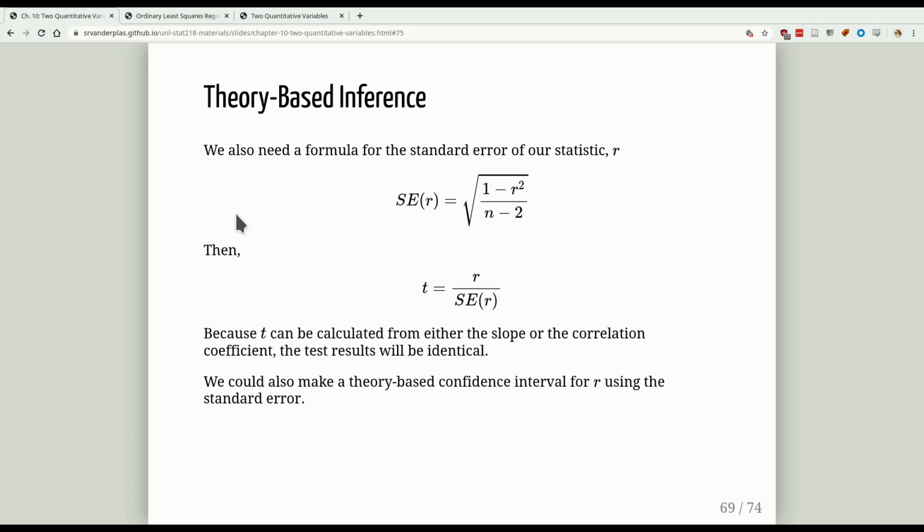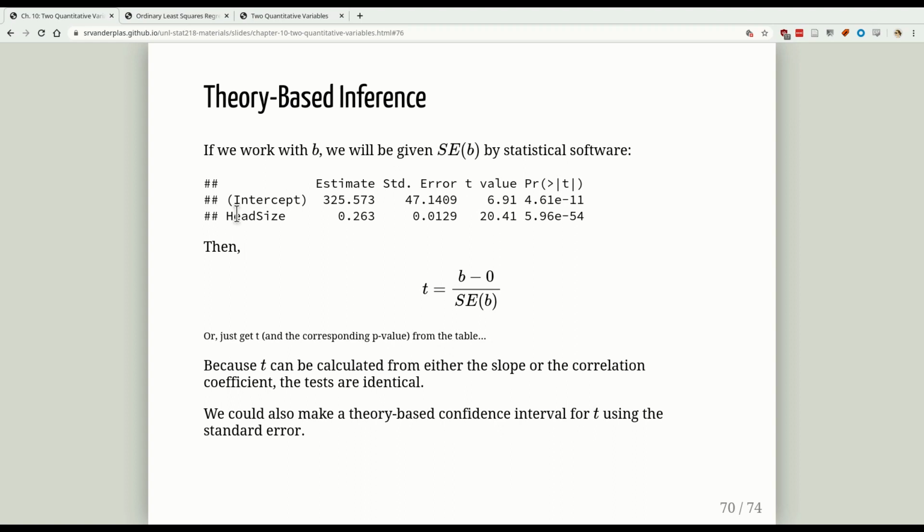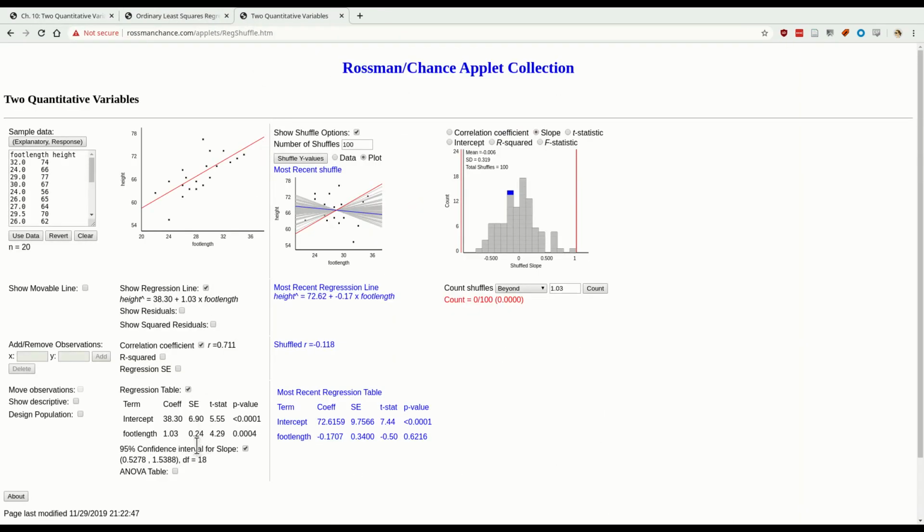Now, you could be sneaky and creative to get that, but it's probably easier just to get that from the table that is usually given from any sort of statistical software that is working with the regression. You can also get the table from the applet if you're using the applet. This is the regression table. You can get your standard error from there.